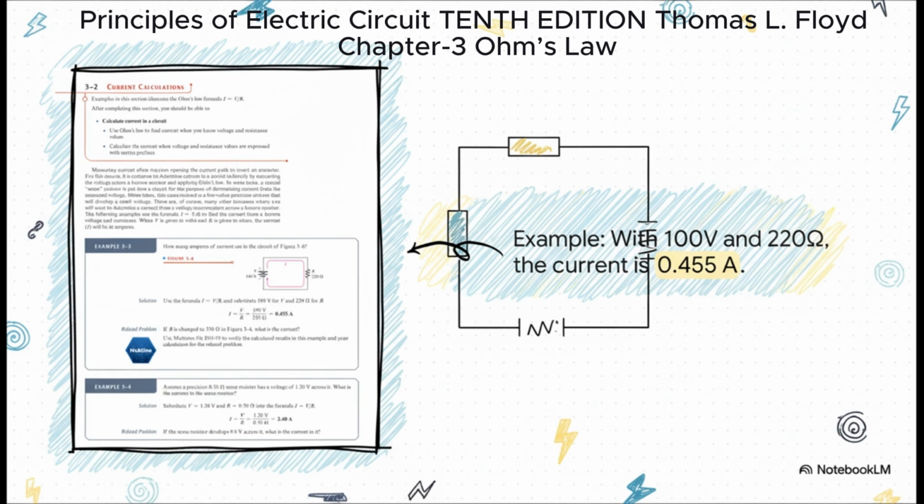So imagine you've got a 100-volt source, and it's powering a 220-ohm resistor. The question is, how much current is actually flowing through it? We just plug the numbers right into our formula. 100 volts divided by 220 ohms gives us 0.455 amps, or more commonly, 455 milliamps.